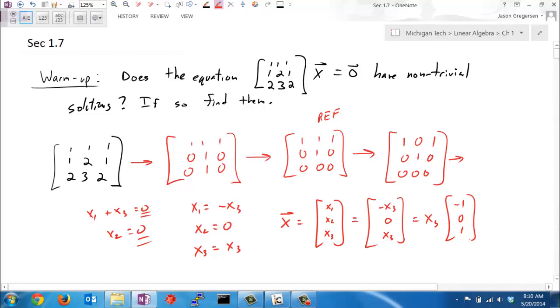All right, any questions about that solution? Once again, it's a lot of discussion that goes with that solution process. That's the important stuff. All right, any questions?